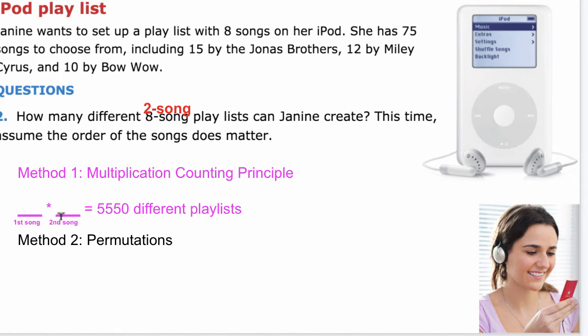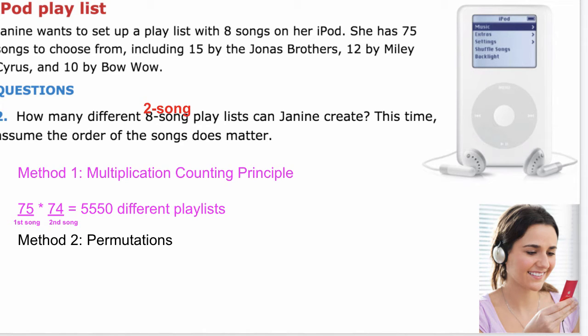First is the multiplication counting principle. Because we've got 2 songs, we're not doing 8 songs here, we think: how many choices do I have for the first? How many choices do I have for the second? We have 75 total songs. Once I pick that first song, then I have 74 for the second choice. 75 times 74. So the multiplication counting principle is one way to do it.